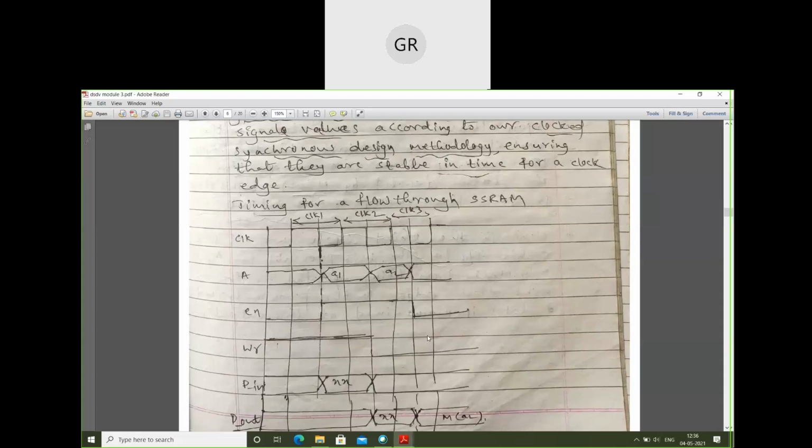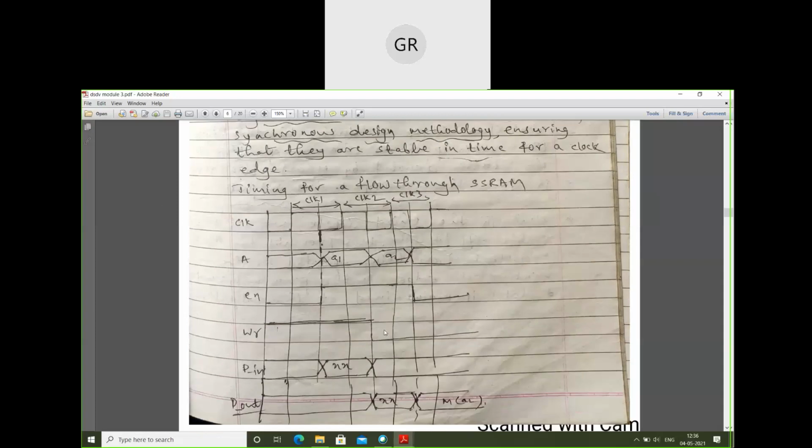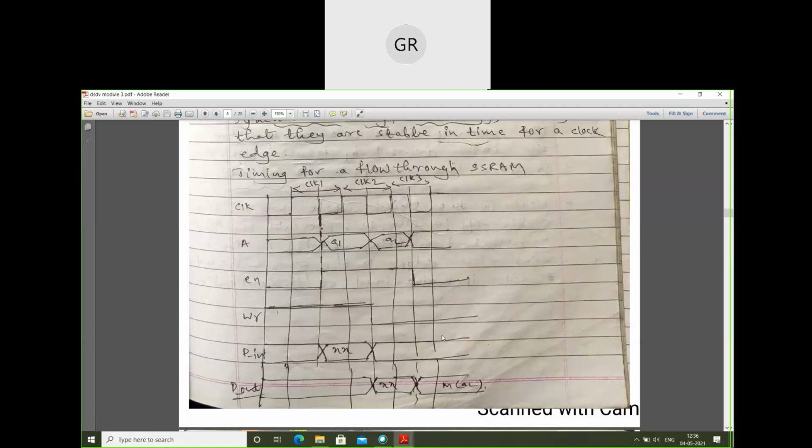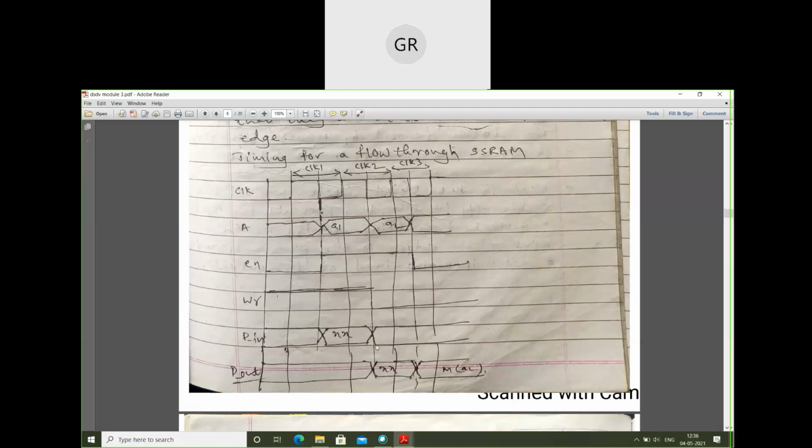Just go through this timing diagram for how this flow through SRAM will operate, performing the read and write operations. Go through these signals: clock, address, enable, WR. When the WR signal is high, it performs the write operation. When it is low, it performs the read operation. Here D in, data is ready to write, which is the preparation for the write operation.